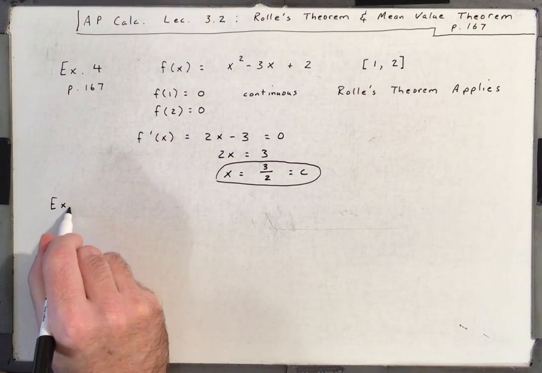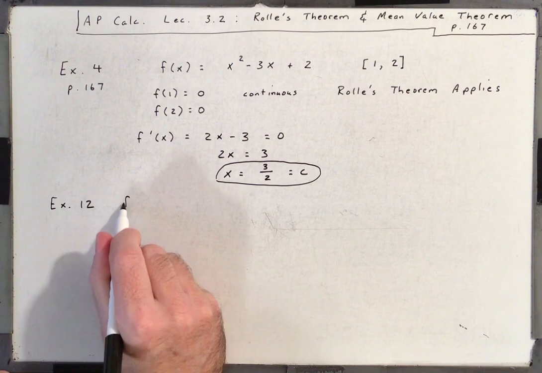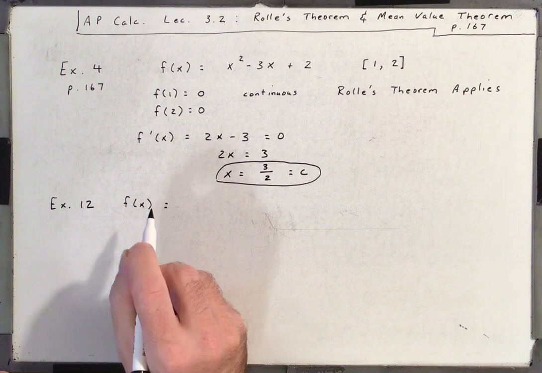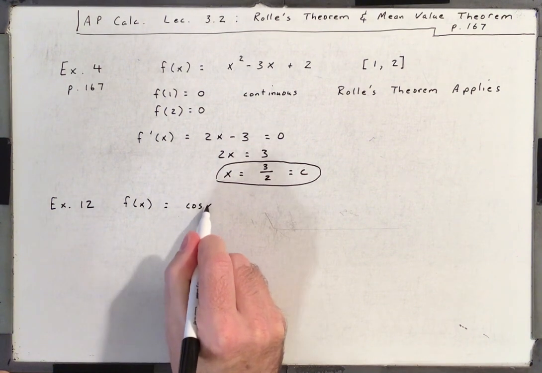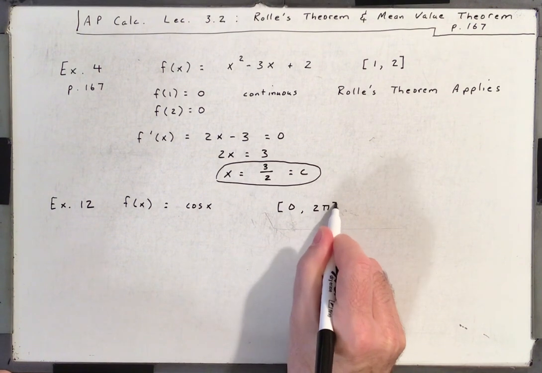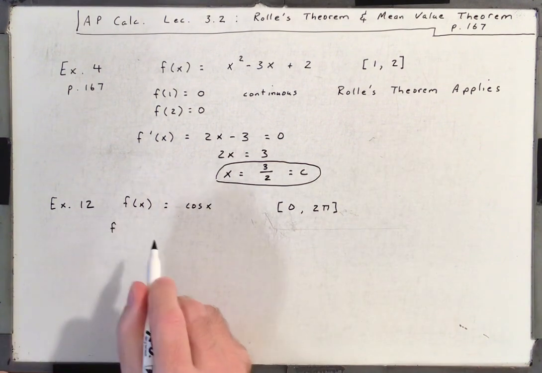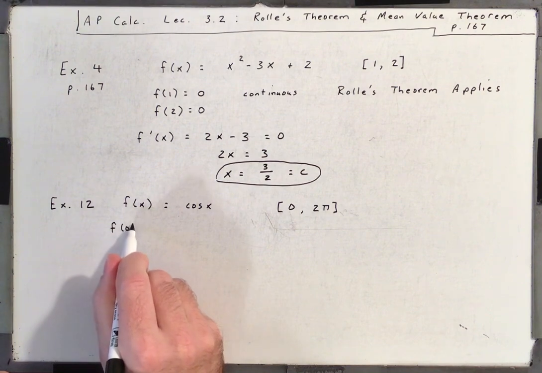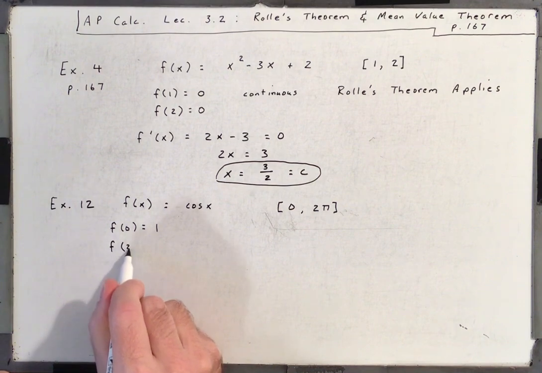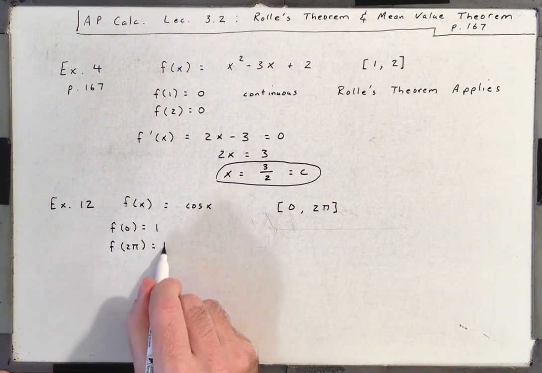Okay, let's do another one, number 12. And number 12 has f of x equal to cosine x. And our interval is between 0 and 2 pi. Okay, first of all, let's check and see if Rolle's theorem applies. So we're going to look at f of 0. Cosine of 0 is 1. And then f of 2 pi. Well, 2 pi, if you look at the unit circle, 2 pi and 0 are at the same spot. Cosine of 2 pi, also 1.